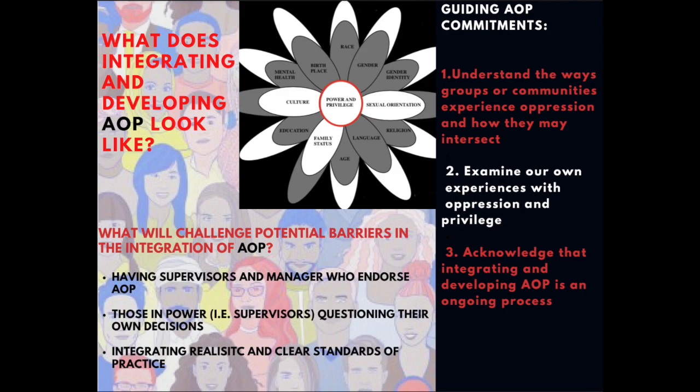So, first, let's take a look at AOP commitments. Understand the ways groups or communities experience oppression and how they may intersect. This approach recognizes that individual contexts are different and that people's lived realities are complex. It is integrated because it asks us to combine information and values from a range of people and sources in order to get a fuller, more inclusive result in the AOP workplace.